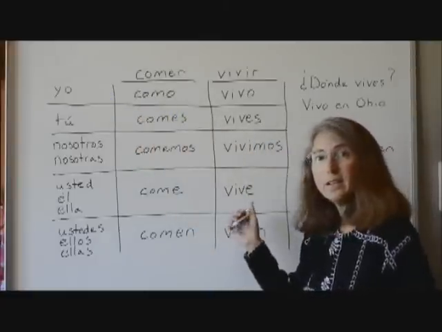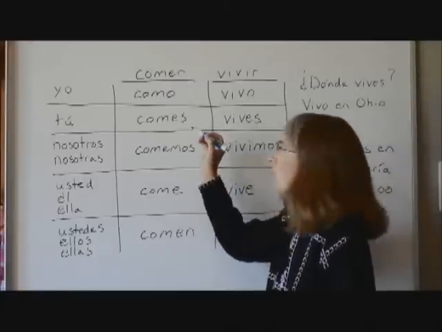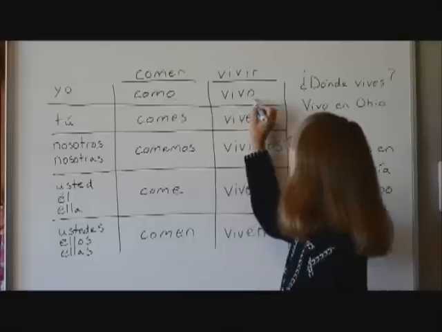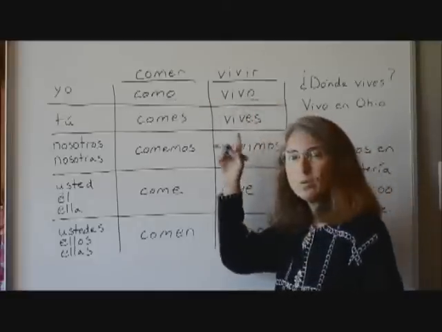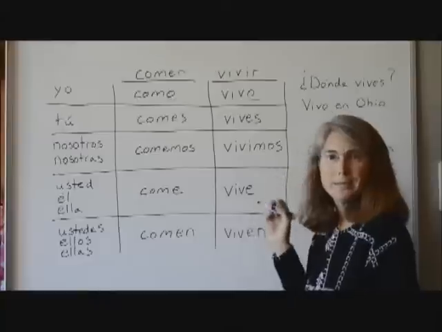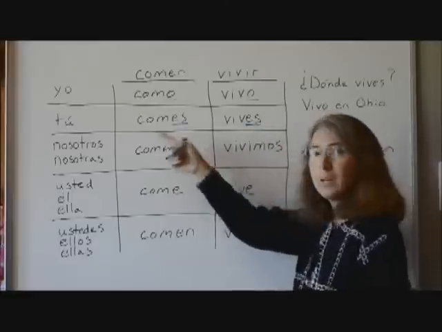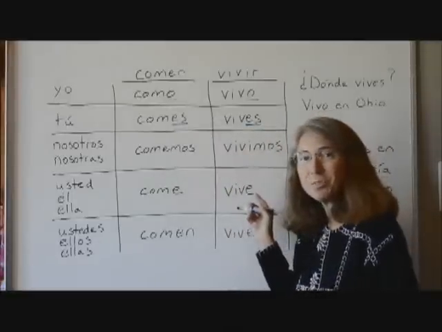And you can see that the ending that we add onto the verb stem is exactly the same. It's identical. The letter O. Okay. Tú comes, tú vives. Again, we have the same ending added onto the verb stem.